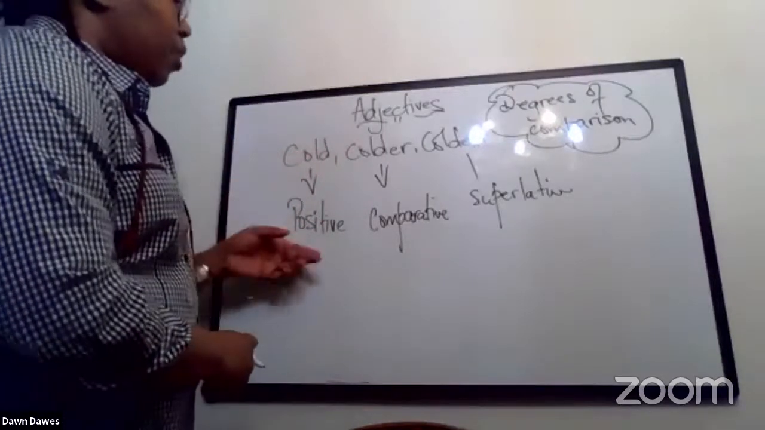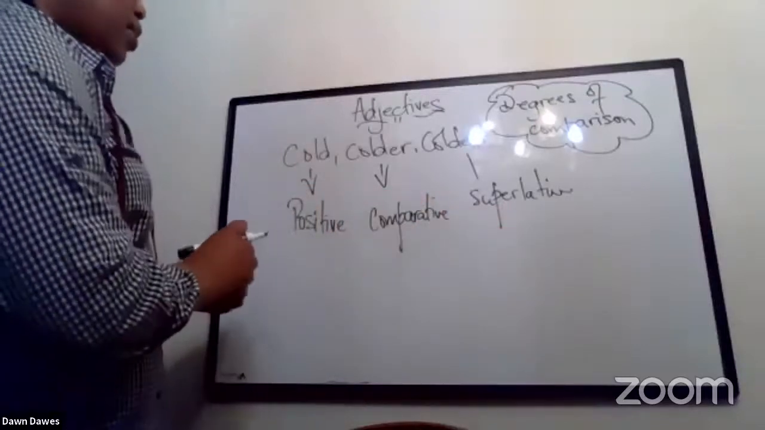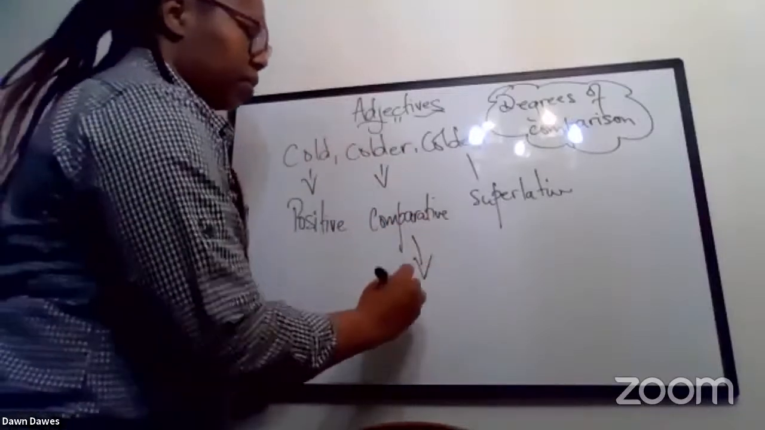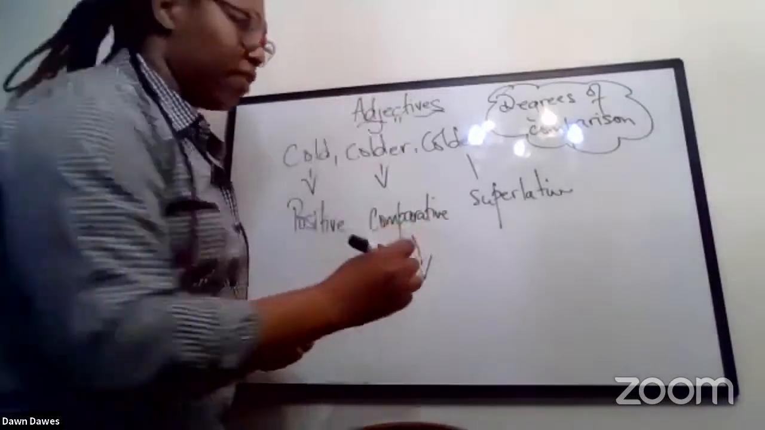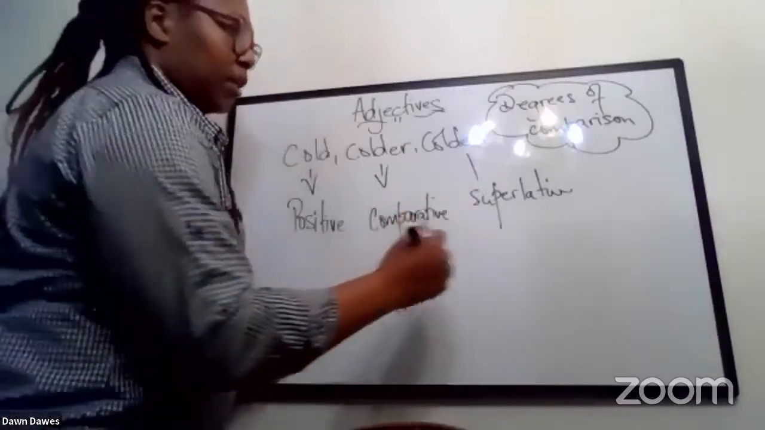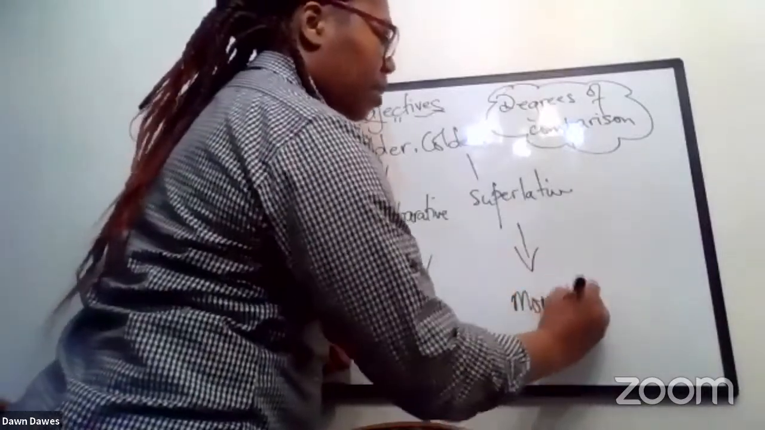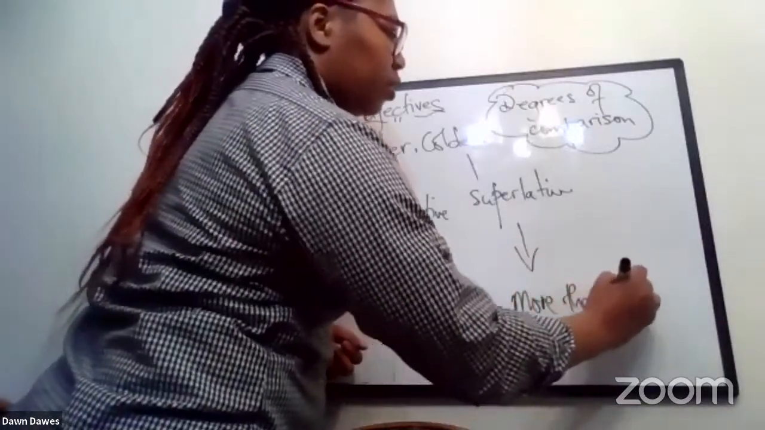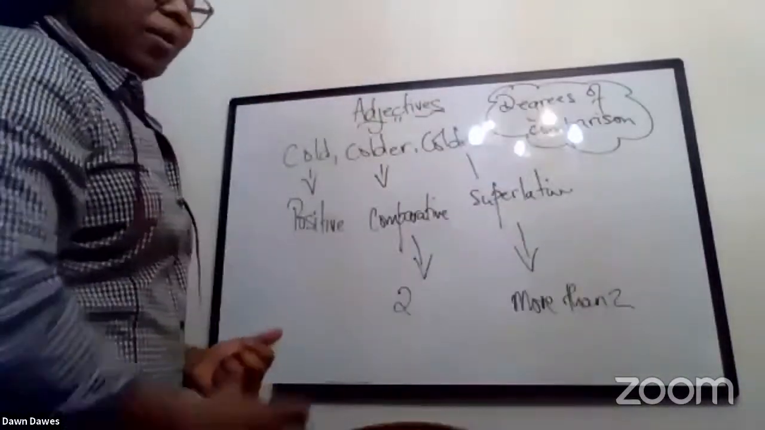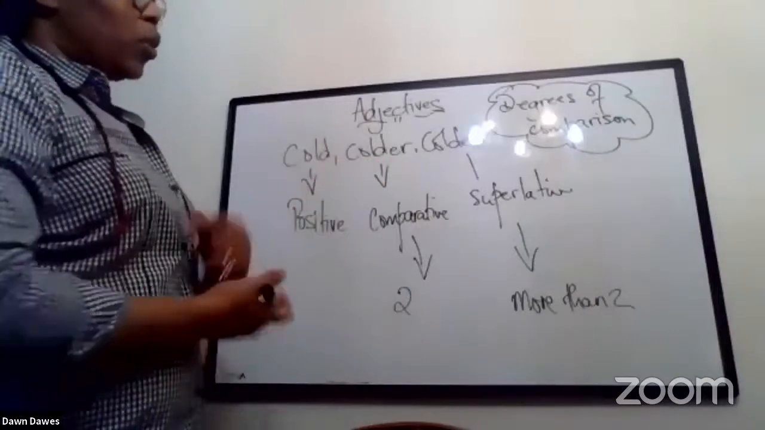Anyway, so we have, as I said, degrees of comparison. We have the positive, comparative, and the superlative. The comparative, yes, you got it right, is for two; we're comparing two things. Superlative is for more than two. For example, we have cold, colder, coldest.